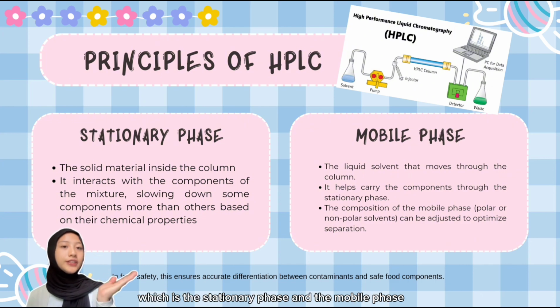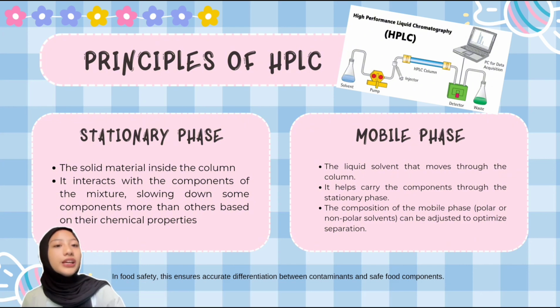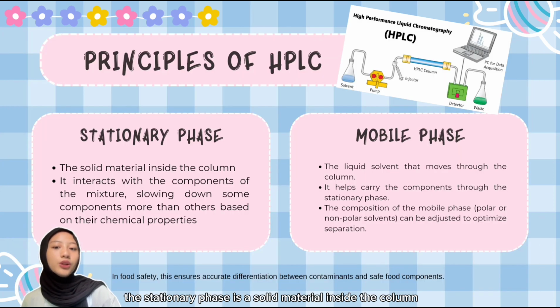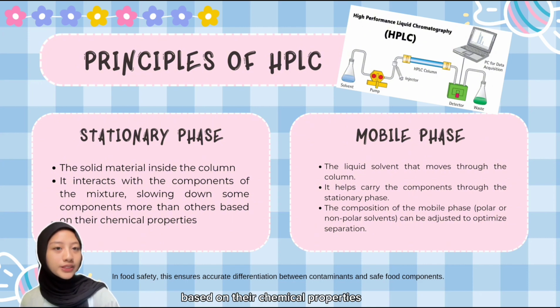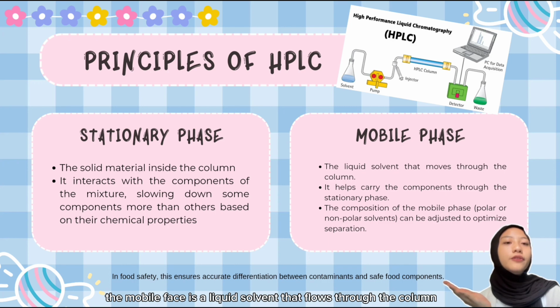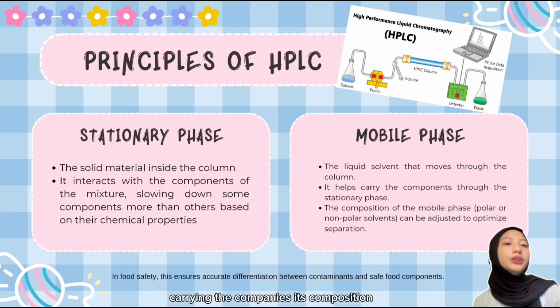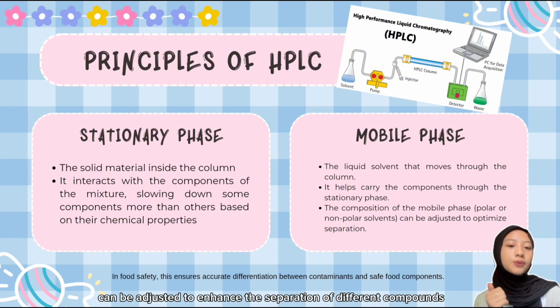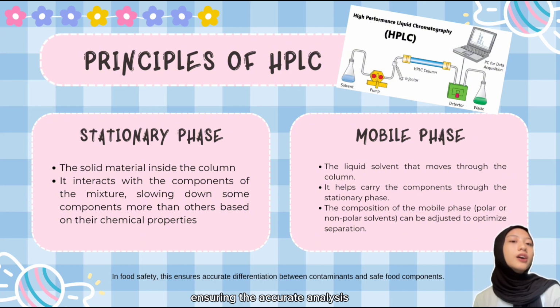Principles of HPLC. HPLC works on the interaction of two phases, which are the stationary phase and the mobile phase. The stationary phase is a solid material inside the column that slows down the components of the mixture based on their chemical properties. On the other hand, the mobile phase is a liquid solvent that flows through the column, carrying the components. Its composition can be adjusted to enhance the separation of different compounds, ensuring accurate analysis.